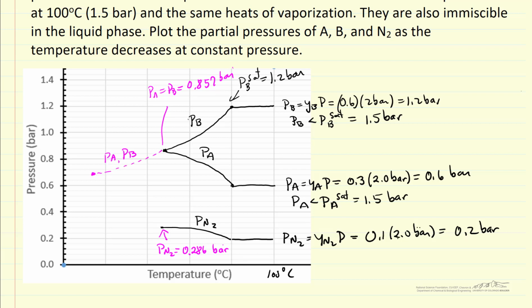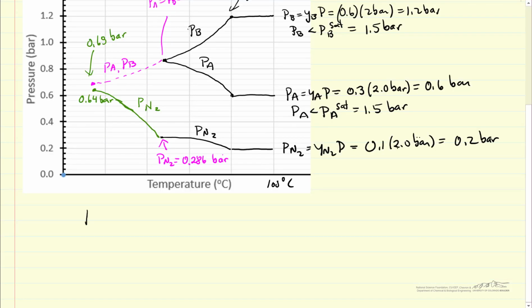I've just picked an arbitrary point where the pressure of A and B is 0.68 bar. Well, it turns out then the pressure of nitrogen is 0.64 bar. Pressures have to add up to 2 bar. Let me draw that in. You notice now the pressure of nitrogen is increasing more because we're condensing out both species. And at all conditions, pressure of A plus pressure of B plus pressure of nitrogen equals 2 bar.